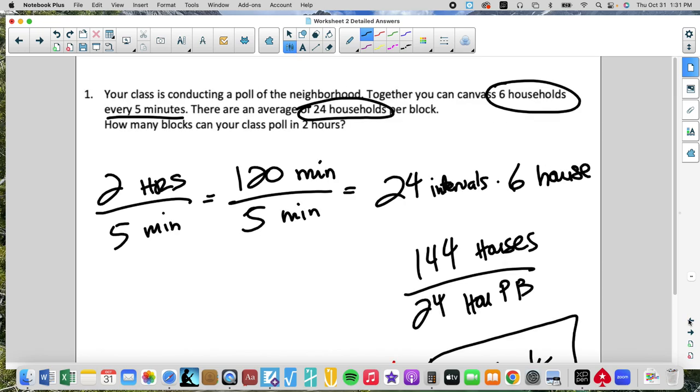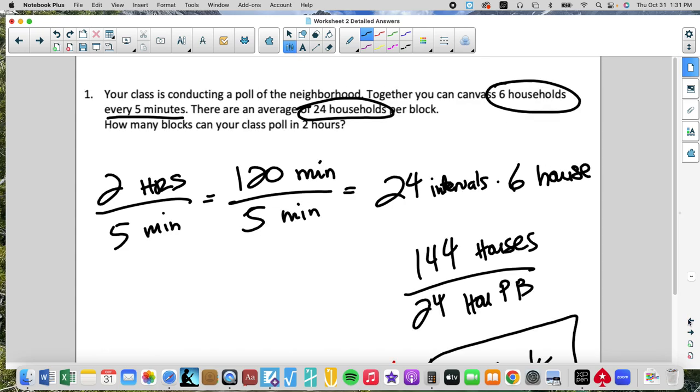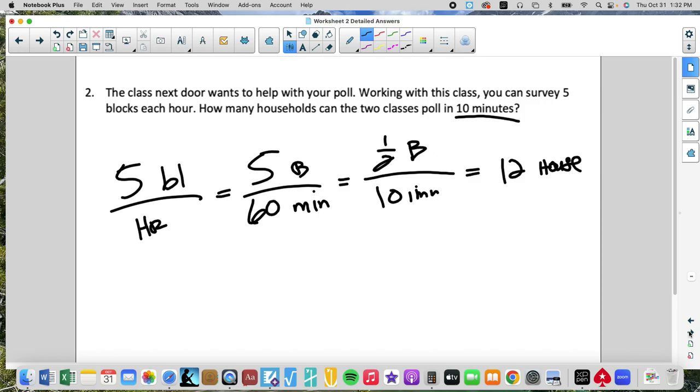And then I think we're doing at this rate. So that's going to be an additional 12, right? Because you've got 10 minutes, so this one's going to do 6 for 5, so that would be 12 for 10 minutes. And this one, that's the same rate, so maybe I did something wrong here. You can survey 5 blocks each hour. So, okay, let's do 5 blocks. So if there's 24 houses per block, let's do it differently.